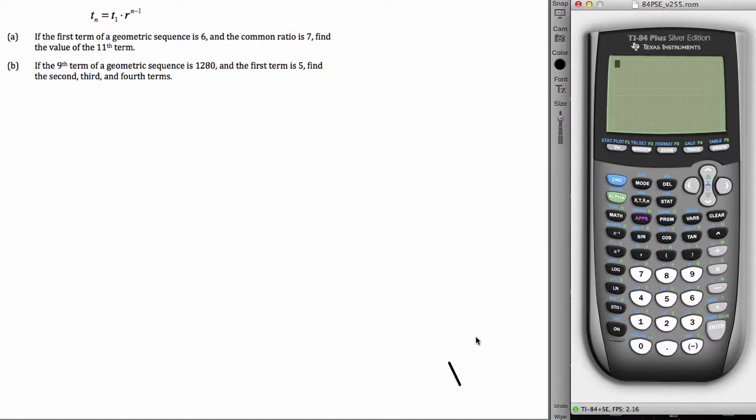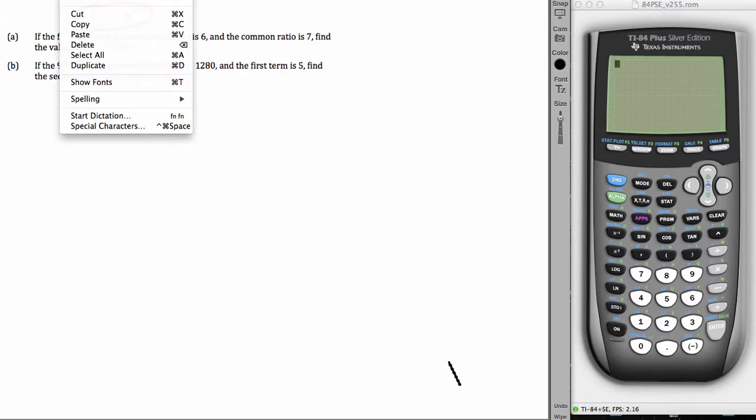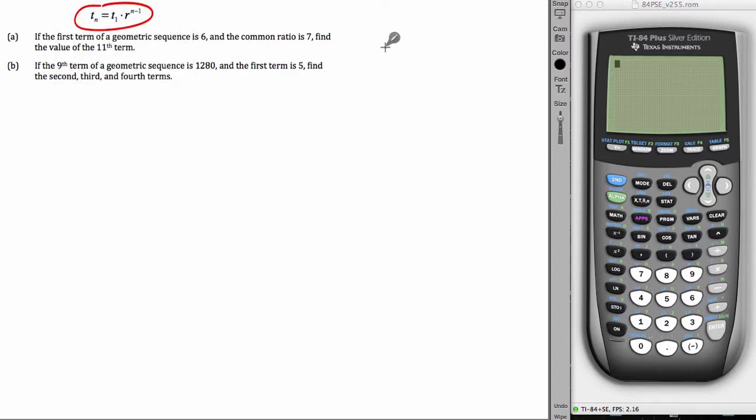This video describes how to use the formula for finding terms of a geometric sequence. Here's the formula: T sub n equals T sub 1 times r raised to the n minus 1. Now, it might be a good idea to start out with an example, so let's make one up.